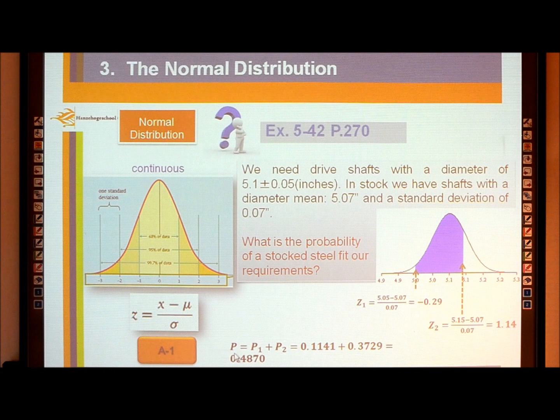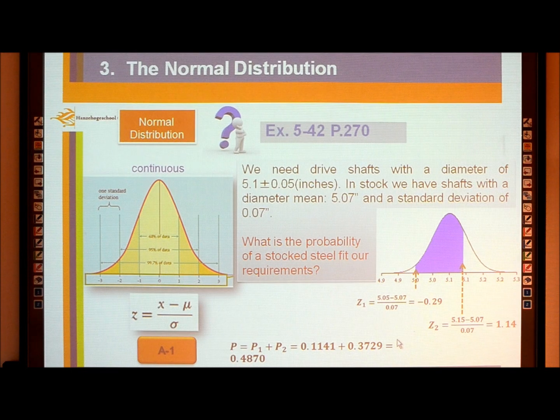And we check the table and we find that when the z-score is 0.29, the probability will be 0.1141. And if the z-score is 1.14, the probability will be 0.3729. So when we add them together, because the probability only means from the random variable to the mean, what is the probability of this part? So 11.41% is this part, while 37.29% is this part. So we have to add them up.